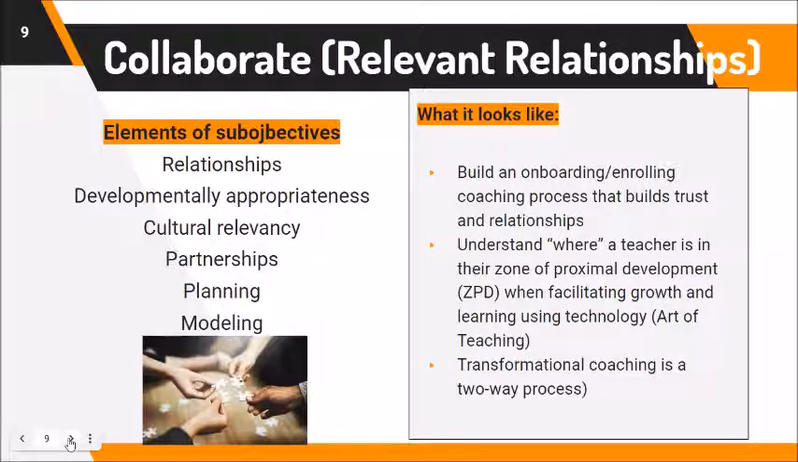So, as a coach, you're building onboarding and enrolling coaching processes that build trust and relationships with your teachers: getting to know them, interest surveys, letting them know that you're not there as an evaluator, but really there to assist. And again, understanding where a teacher is in their zone of proximal development, especially when it comes to use of technology. Some teachers are going to be ready to dive in the deep end, and others are going to be reluctant to put their toe in the shallow end. And then again, understanding this is a two-way process.